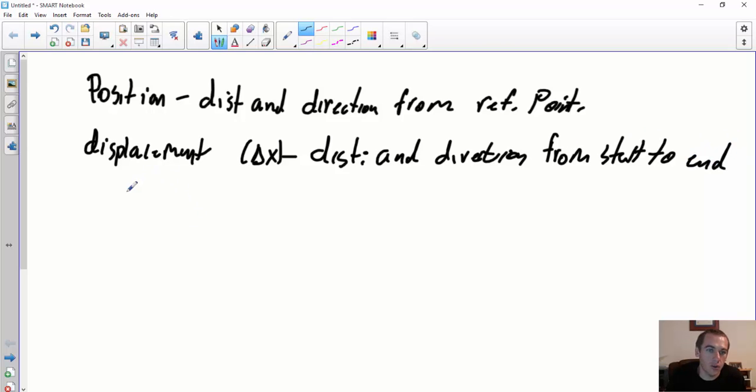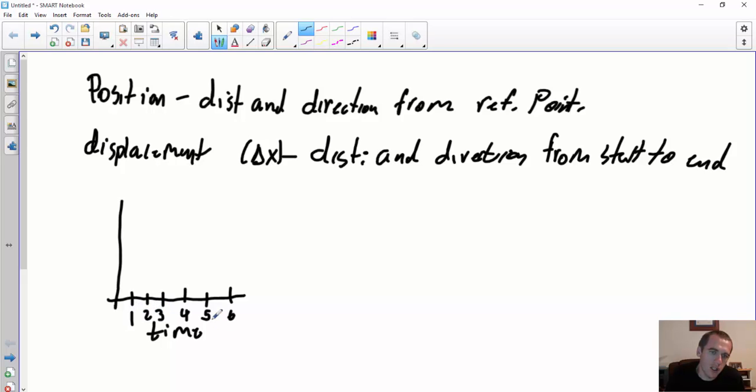Now, let's take a look at one of those graphs. So we have a position versus time graph, which shows us an object's position at every instant in time. We're going to go 1, 2, 3, 4, 5, 6 along the time axis, and we'll make sure we give our units seconds. Over here we have position, often given the symbol x, measured in meters, and we'll go 1, 2, 3, 4, 5, 6.